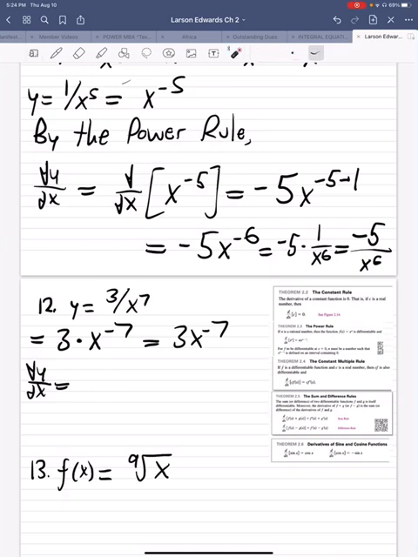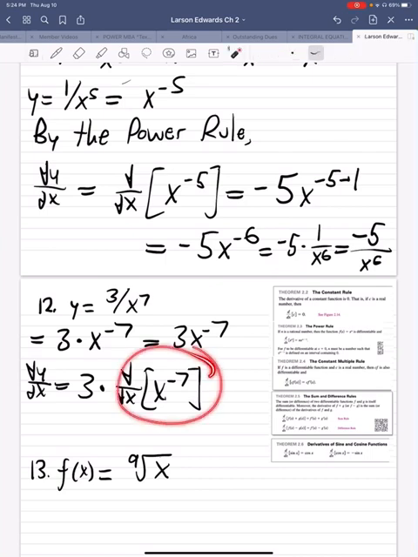Remember that with the constant multiple rule, the derivative of a constant times a power of x is the same as the constant in front times the derivative of that power of x. So we write 3 times d dx of x to the negative 7th. And then this is the part where we apply the power rule.